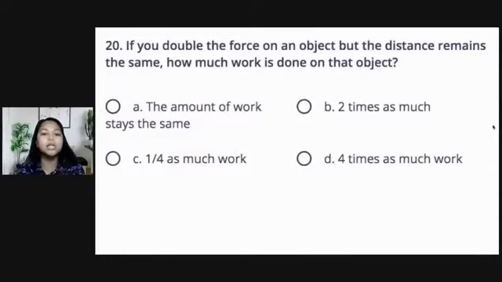Number 20, if you double the force on an object but the distance remains the same, how much work is done on that object? Letter A, the amount of work stays the same. Letter B, 2 times as much. Letter C, 1/4 as much work. Or letter D, 4 times as much work.